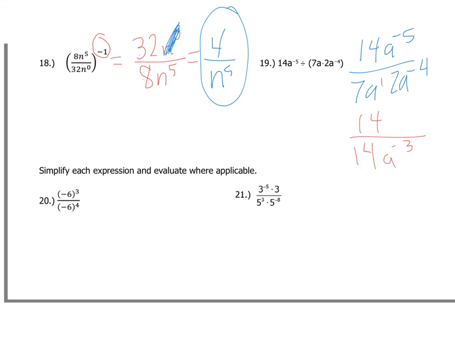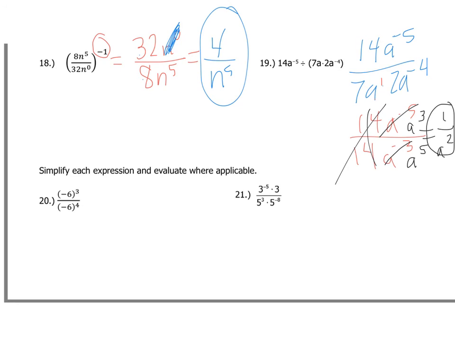And then I have 14a to the negative 5. By doing that, you will see that these 14s will actually cancel each other out. You won't have to deal with those at all because 14 divided by 14 is 1. And now we just have our a's to deal with. The a to the negative 3 becomes positive by moving it into the numerator. The a to the negative 5 becomes positive by moving it into the denominator. And you will see that it is larger in the denominator. So 1 over a to the second becomes your answer.